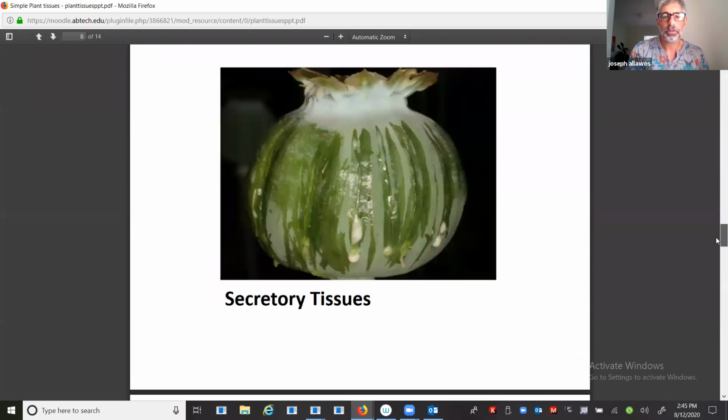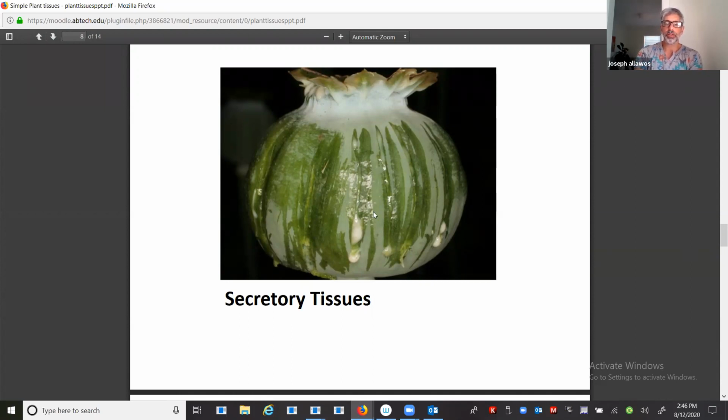Okay. Let's talk a little bit about secretory tissue. Plants make all kinds of secretory substances, and by secretory, what we mean is a substance that's secreted to the outside of the cell. You could compare that with animals. Animals have secretory tissue. Think about mammary glands in mammals. They produce milk and they secrete it out of the cells. Well, plants produce a whole host of different secretory compounds.